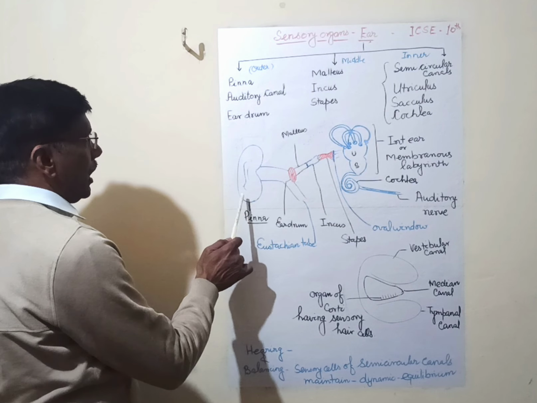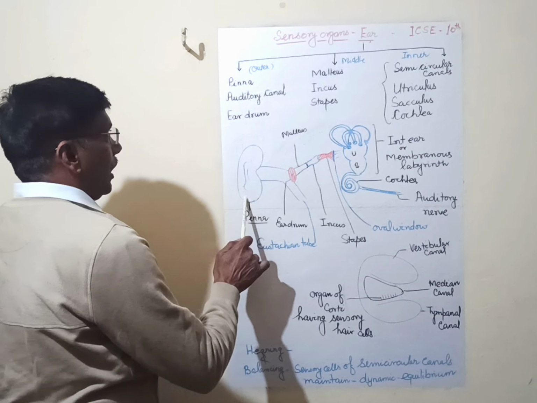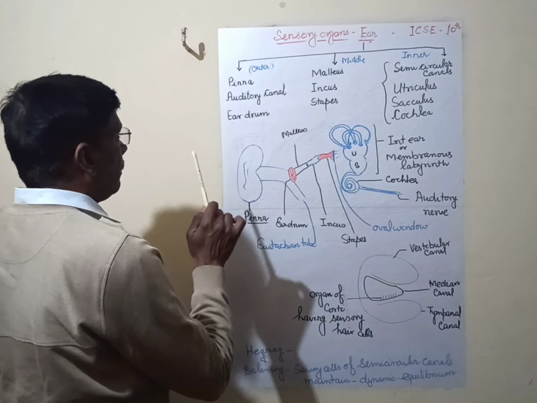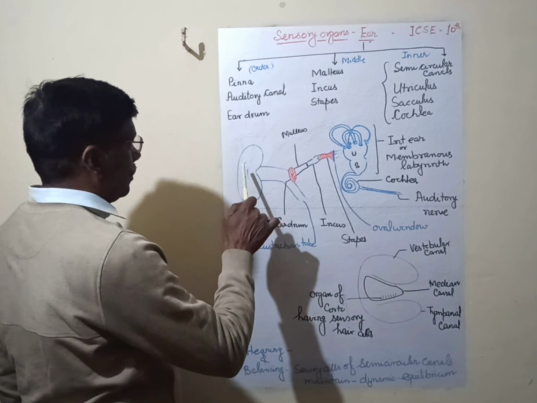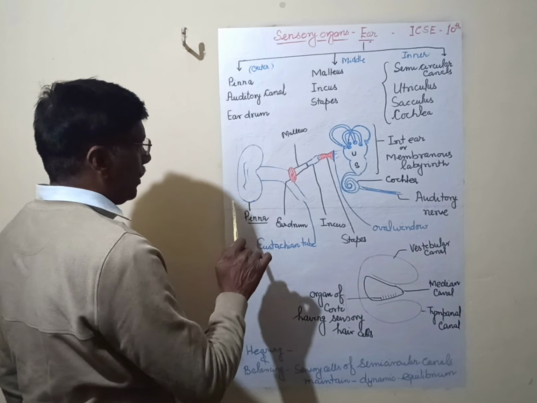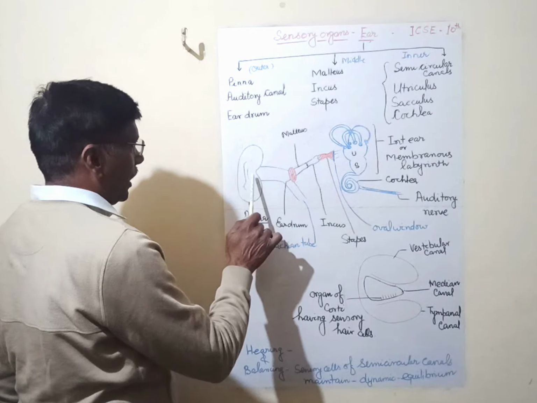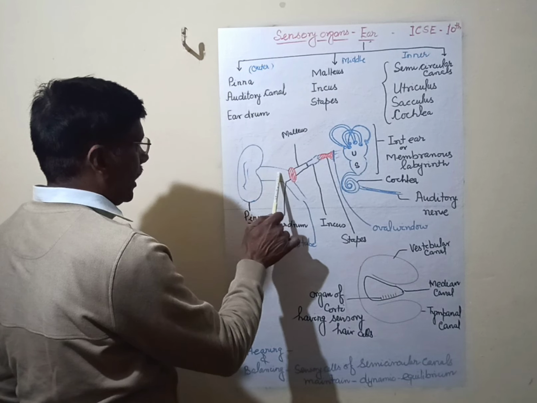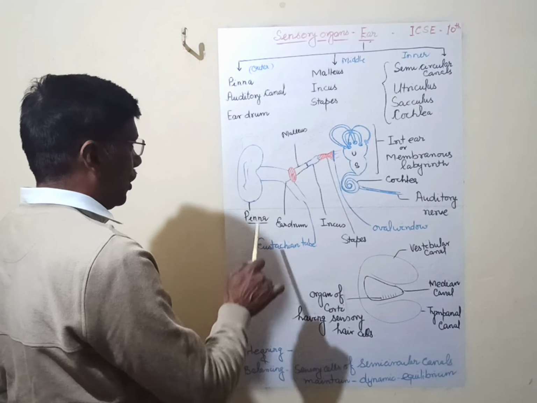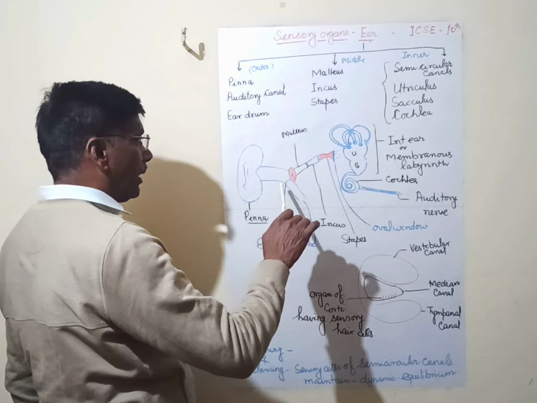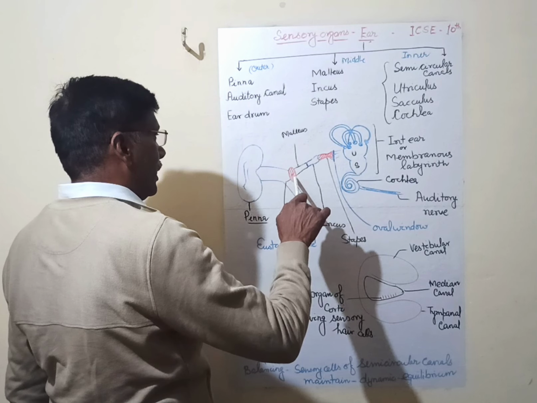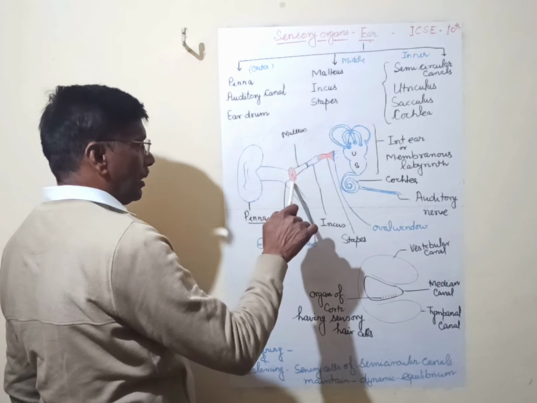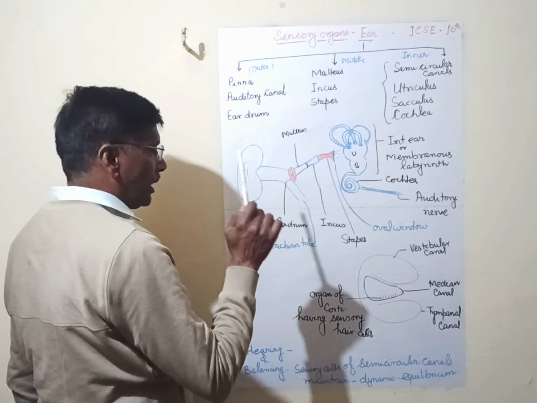This is the pinna. It is a part of the outer ear. Its function is to collect sound waves. Sound waves are collected, then they are sent inside. Inside we get this canal. This is the hearing canal or auditory canal. Then the auditory canal has a small structure in this shape. It is known as the eardrum.